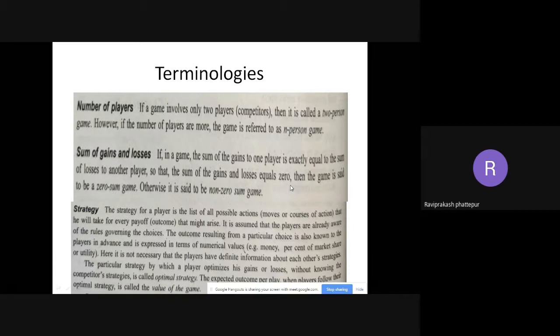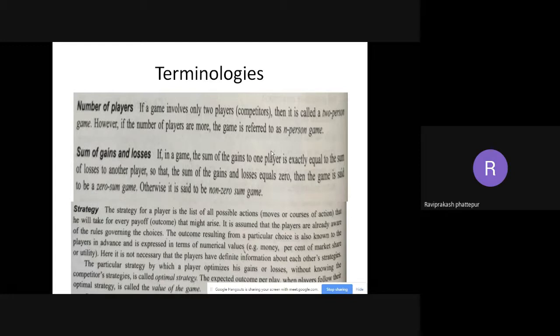That means one person is gaining, right? For example, two people are there, me and one more person, and I am gaining 500 rupees, and the other person is losing 500. So 500 minus 500 is equal to 0. My gains will be in plus, his losses will be in minus. So that is plus 500 minus 500 equal to 0. That is called the sum of gains and losses equals 0.